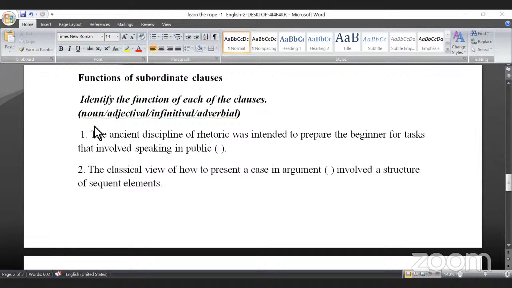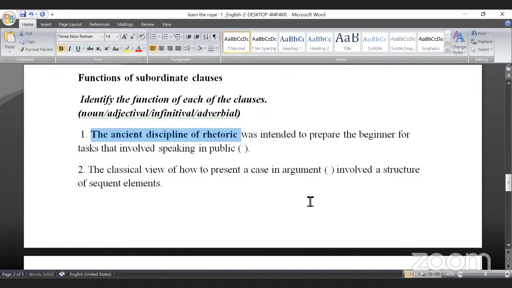So if you look at this sentence, again, like I told you, when you have a sentence, you break this open. So if you look at subject, you have the ancient discipline of rhetoric. This becomes your subject, right? Was intended is your verb in its passive form, right? And you're right, Tanu, but the only difficulty was that you included intended as a part of it. That wouldn't come. So the ancient discipline of rhetoric, your subject, was intended, your passive verb, and then comes to prepare the beginner for tasks that involved speaking in public. So the whole of this is going to be your subordinate clause.